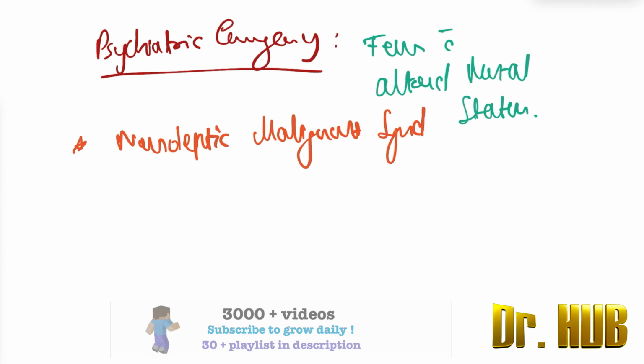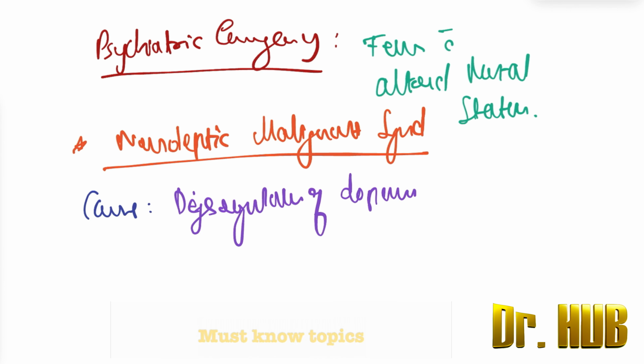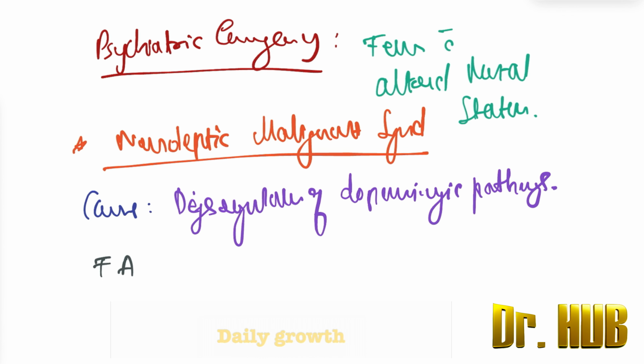Neuroleptic malignant syndrome. Under this, first we need to know what the cause is. The cause is a dysregulation of the dopaminergic pathways. Next comes the fever and altered mental status.